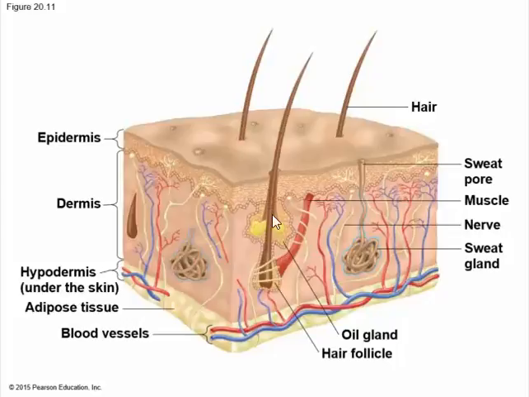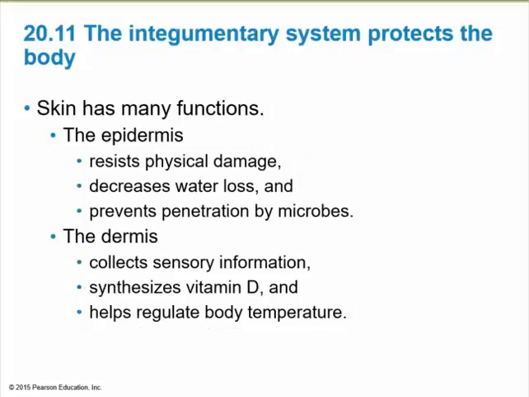Alright, your skin: the epidermis is the thin layer, and the dermis is the thicker layer. Skin has many functions. The epidermis resists physical damage, and because the outer epidermal cells of the skin are dead, they're just bags of keratin, it protects you against water loss and prevents microorganisms from penetrating. The dermis has the sense receptors, produces vitamin D, and contains the sweat glands.